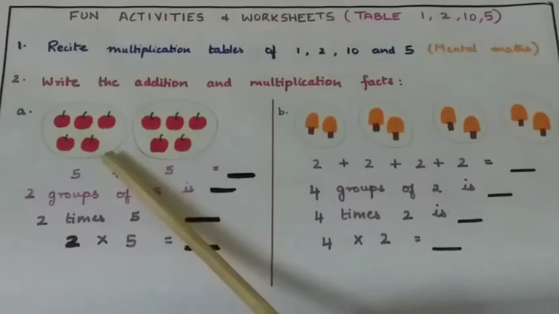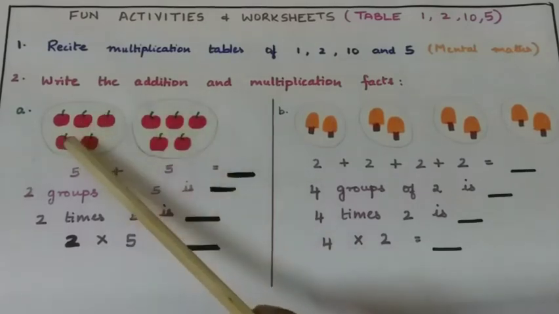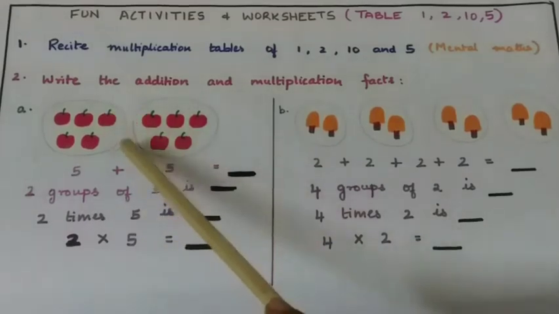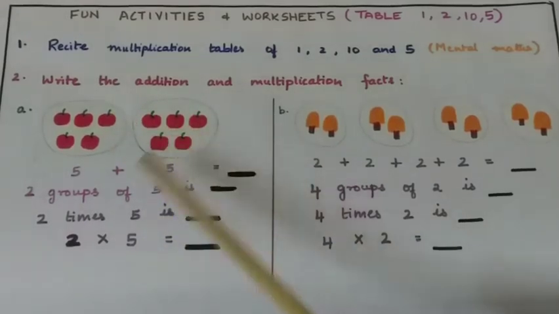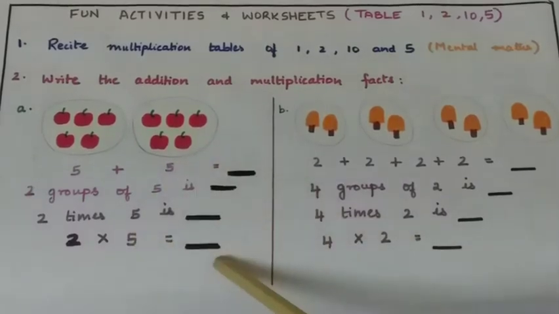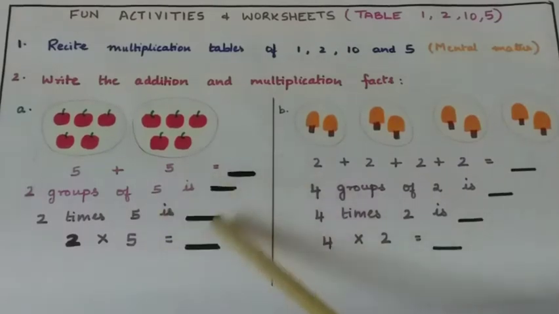If you see here, there are two groups and each group has 5 apples in it. I have written the different formats for representing this picture. So your child should be able to understand this and write the correct answer. The answer for all these formats is going to be the same.